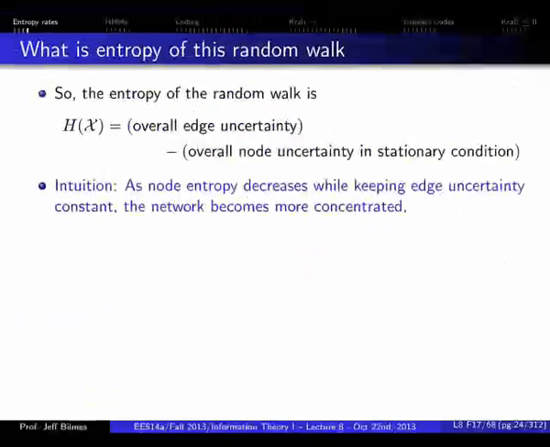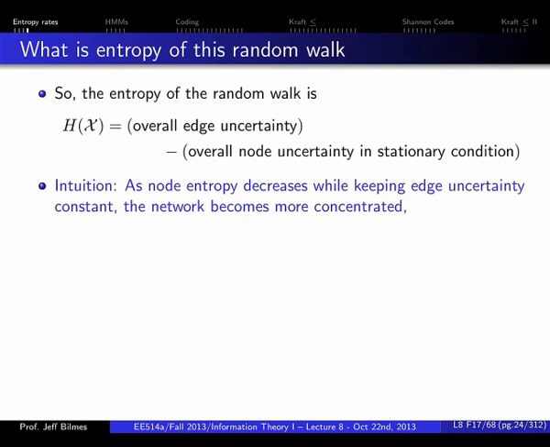So let's see if that makes sense then intuitively. The entropy of the stochastic process, or the entropy in this case of the random walk, is like the overall edge spread or the edge variation or the edge lack of concentration minus the overall node uncertainty. So now let's think about this. As the node entropy decreases while keeping the edge uncertainty constant, that basically means the network in some sense is going to become more concentrated, right?